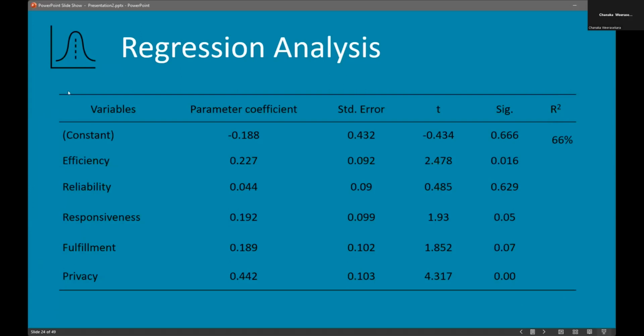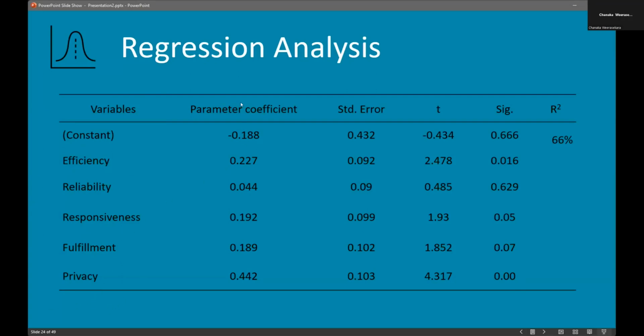So I hope that you will learn it. Based on these parameter coefficients, you can see what sort of beta value you are getting for each and every variable. And the significant values are there to verify whether we are going to accept the particular hypothesis. Now, here the dependent variable is basically satisfaction. So in this regression, we have regressed satisfaction against efficiency, reliability, responsiveness, fulfillment, and privacy. These are considered independent variables. So the dependent variable is satisfaction.